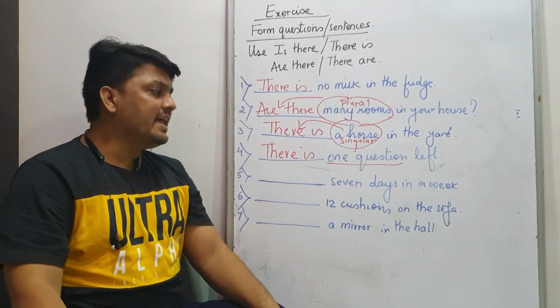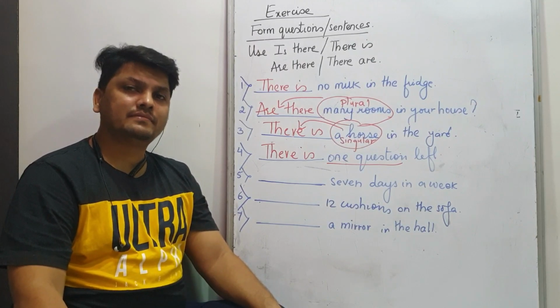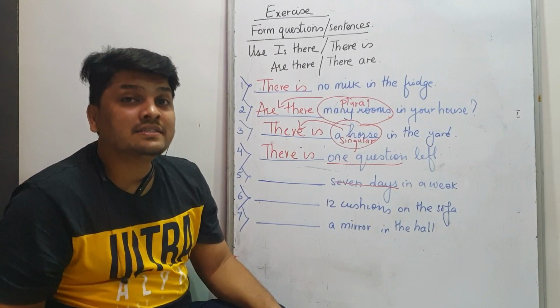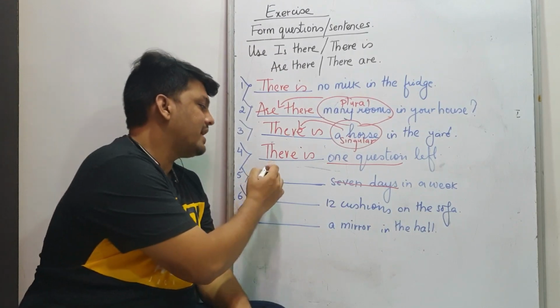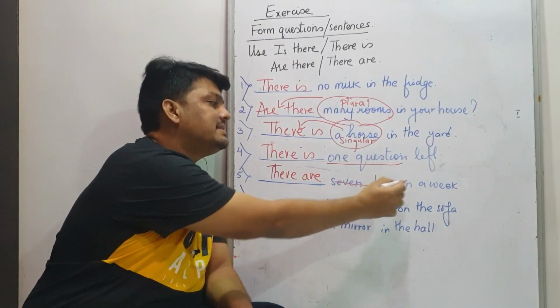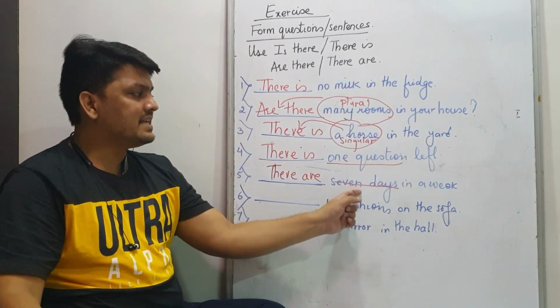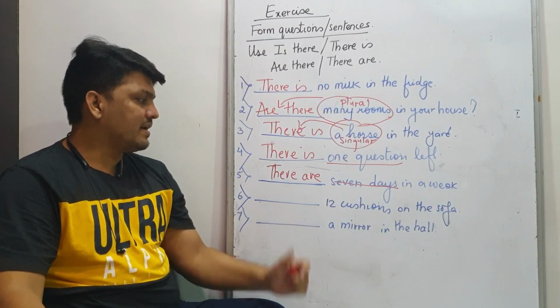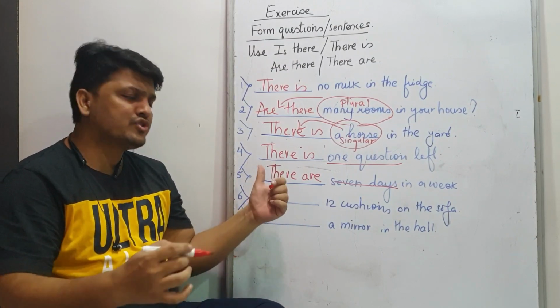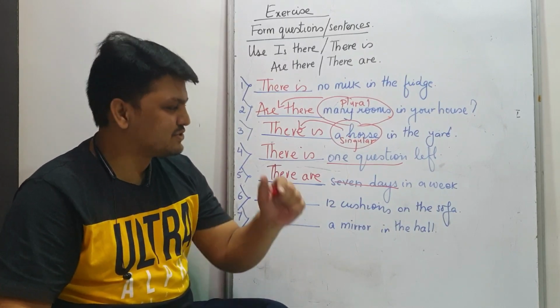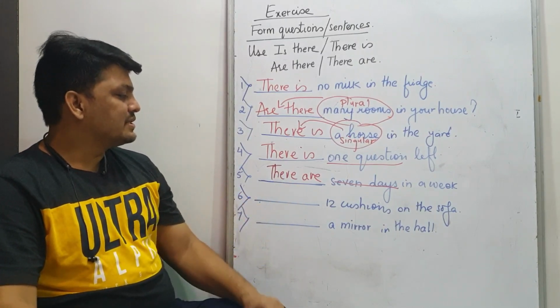Dash 7 days in a week. So you can see here 7 days is a noun. And this is plural. So I'll use there are. There are 7 days in a week. 7 days is plural. Sorry, what will be the question form of this? Are there 7 days in a week? Question mark. Let's go to the 6th one.